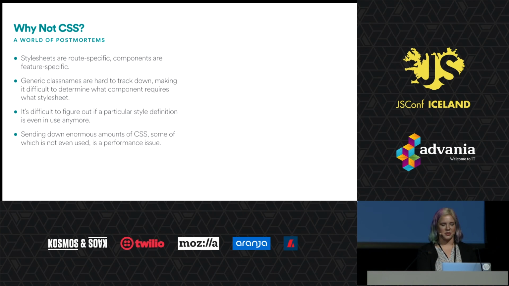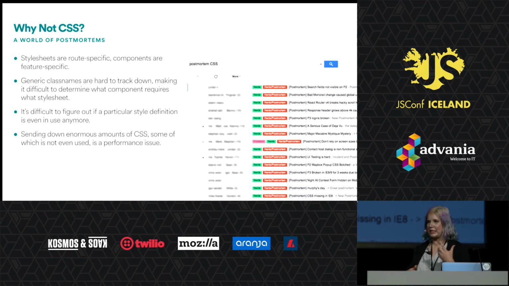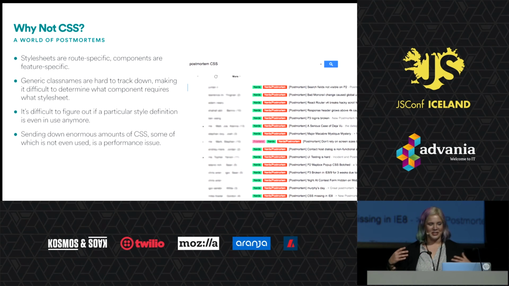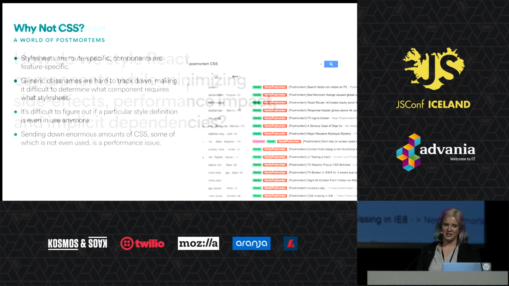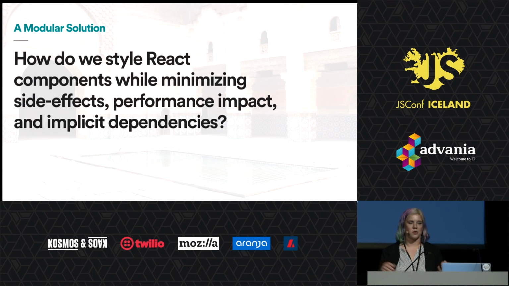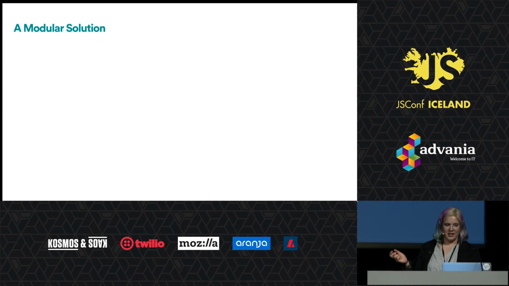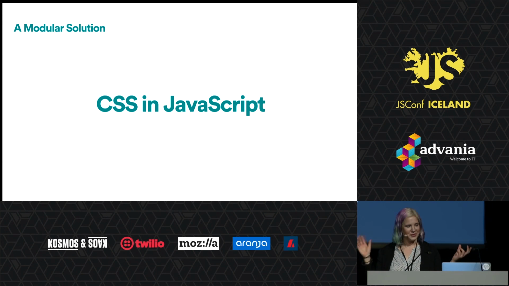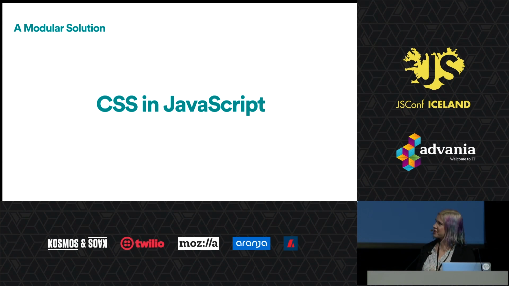All of these things coupled together led to incident after incident. I think I sent out 6 individual postmortems related to mistaken CSS style sheets. So we started considering other options. The question we asked was, how do we style React components while minimizing side effects, performance impact, and implicit dependencies? The answer for us, and I will emphasize that it may not be for you, was to couple styles with our components and write our CSS in our React components.